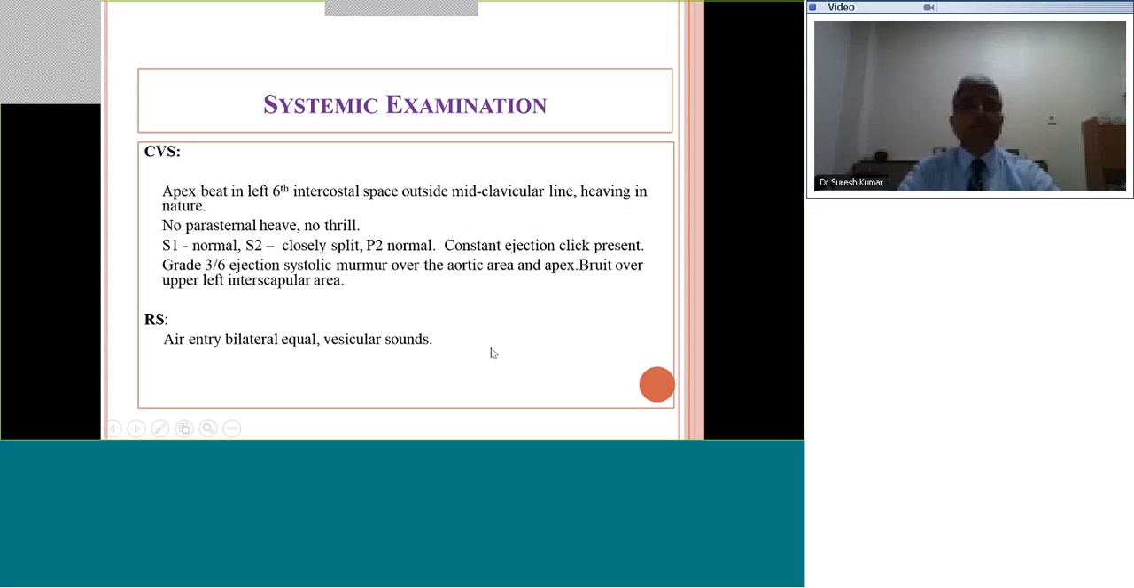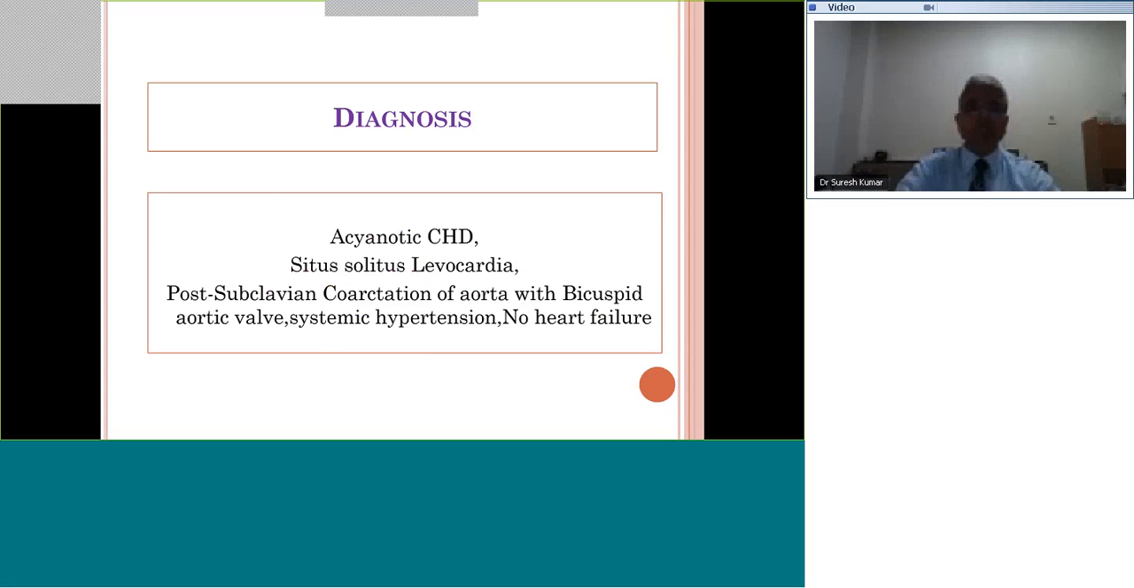CVS: there is apex beat in the left sixth intercostal space outside the midclavicular line, heaving in nature. No parasternal heave, no thrill. The first sound is normal. Second sound is closely split. P2 is normal. There's a constant ejection click. There's a grade 3/6 ejection systolic murmur over the aortic area and the apex. Bruit over the upper left interscapular area. Air entry is bilaterally equal, vesicular sounds, so your diagnosis is obvious.